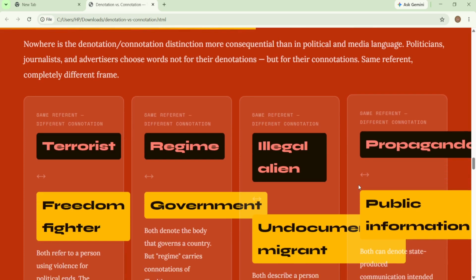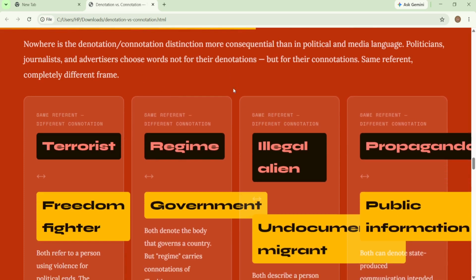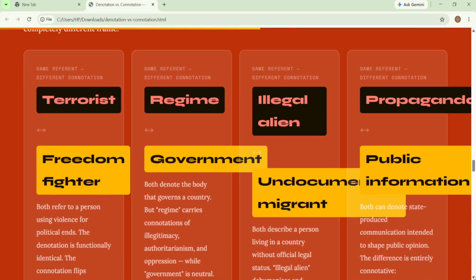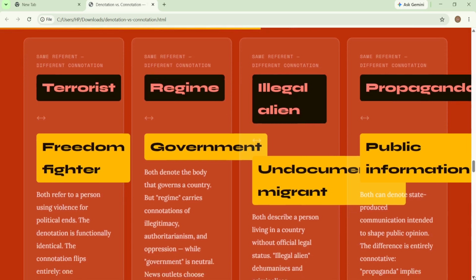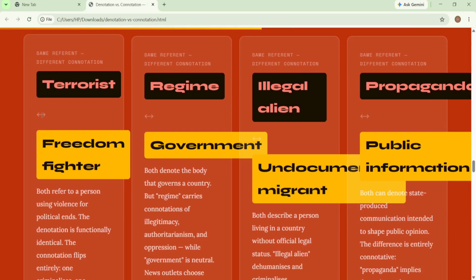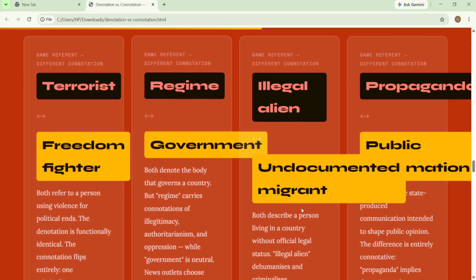So where is the connotation-denotation distinction more consequential than in political and media language? This shows that meaning depends upon connotation more than denotation in political and media language. Let's look at it. First one is same referent, different connotation. Terrorist versus freedom fighter.